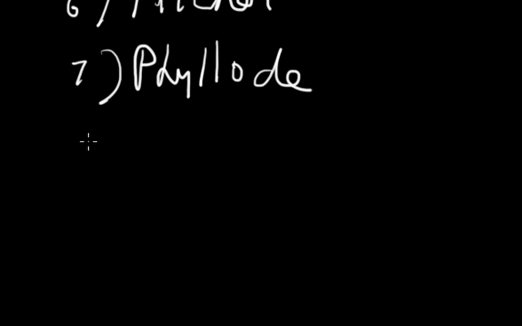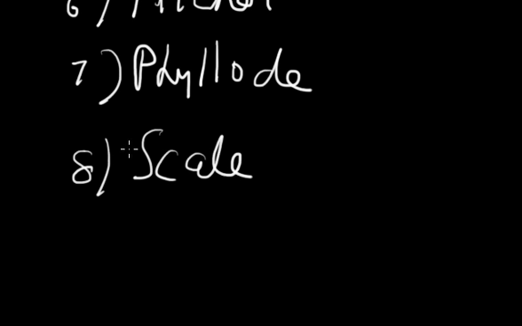And another kind is what is called scale leaves. Now scale leaves, although we call them leaves, don't look like leaves. They're brownish, very membranous, and they're actually meant to protect the axillary bud.